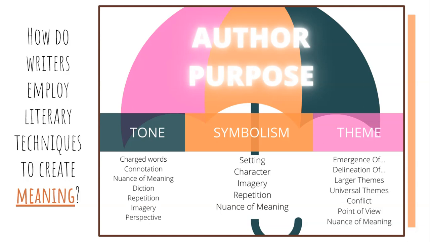So, here's three things, three big ideas that I've gleaned to help you understand author purpose more. We're going to talk about tone. If you understand an author's tone, then you understand an author's purpose. We'll talk about symbolism. There are oftentimes in pieces of literature, whether it be fiction or nonfiction, symbols exist. Authors use things like setting, character, imagery, repetition, all of these things to create symbolism that moves you to consider meaning.